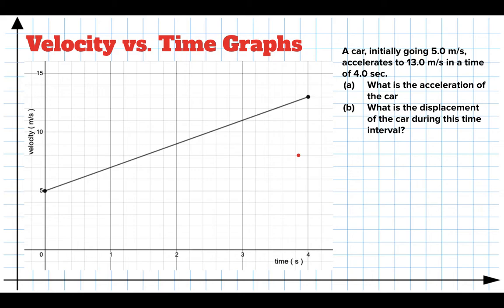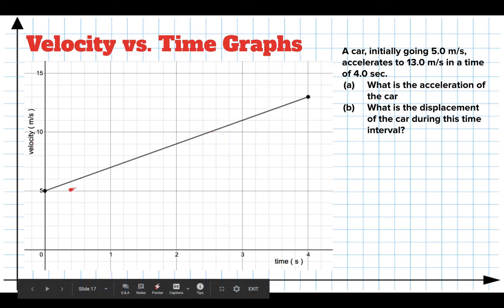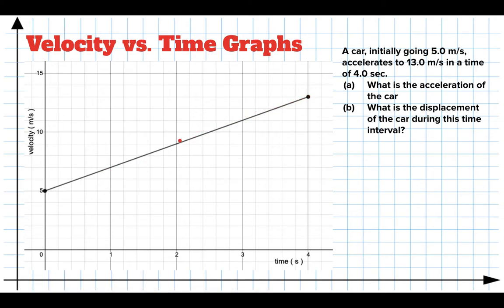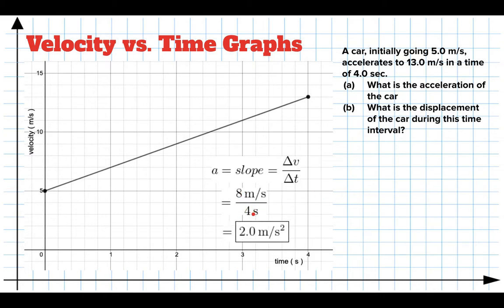The first thing we want to do is find the acceleration. If you graph velocity versus time, acceleration is the slope. So to find the acceleration, you just have to find the slope of this line. And the slope is the rise over the run. The change in the velocity is the rise, so from 5 to 13 is 8, and we divide it by the run, which is from 0 to 4 seconds, so that's 4. 8 over 4 is 2. So this tells us that the acceleration of the car is 2 meters per second every second.